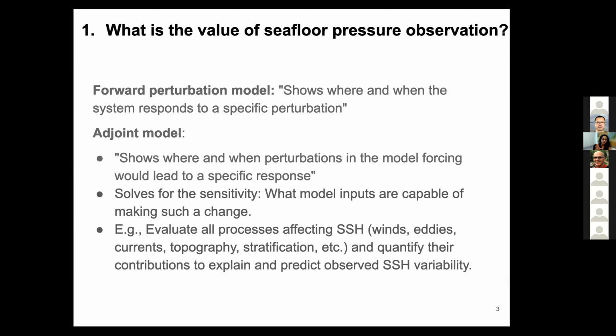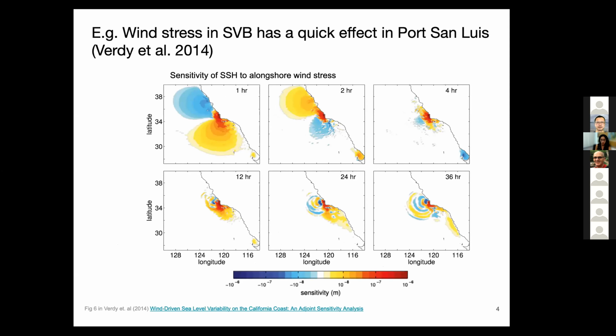So for example, if we choose a variable, say sea surface height, and evaluate all processes affecting sea surface height, this could be winds, eddies, currents, topography, we've seen a bunch of them, stratification, and quantify their contributions to explain and predict observed sea surface height variability, right? So in a way, adjoint models solve for sensitivity. So they tell us what model inputs are capable of making just a particular change that we observe or that we measure. And here's an example from Ariane Verdi and collaborators in 2014.